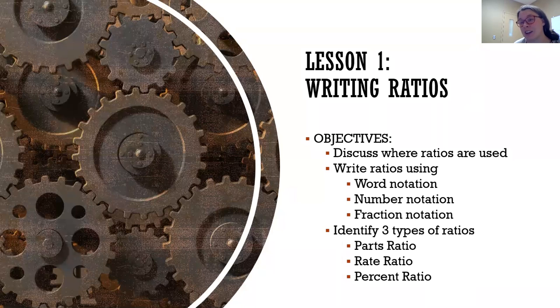And I'm going to get you to actually participate in a discussion that gives me a couple ideas of where you've seen ratios before. We're going to write ratios using word notation, number notation, and fraction notation. And then we're going to identify three types of ratios. We're really going to look at these parts ratios mostly. Rate ratios and percent ratios we will look at a little bit later.